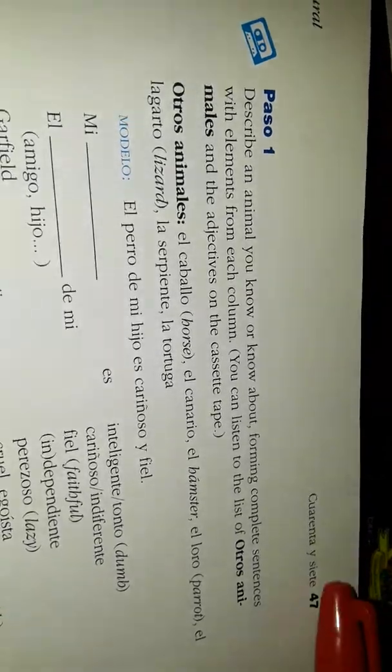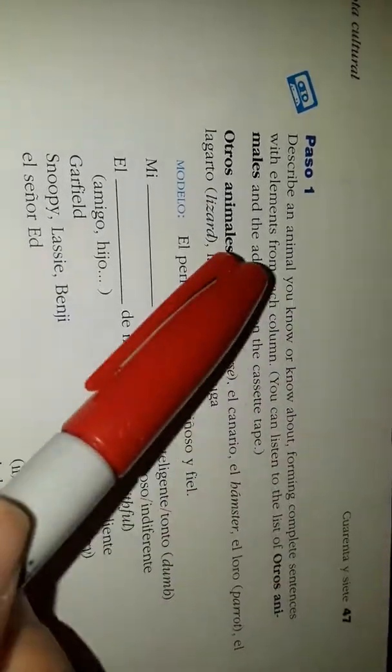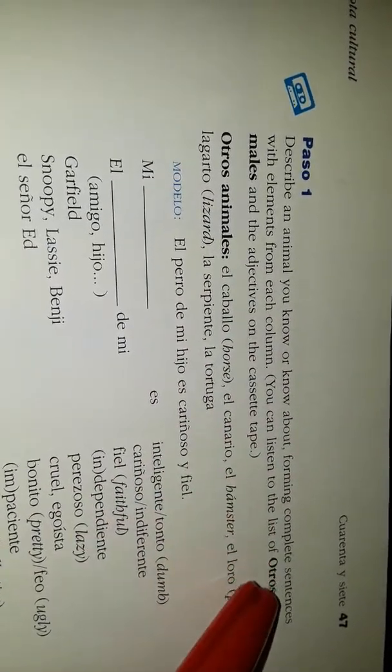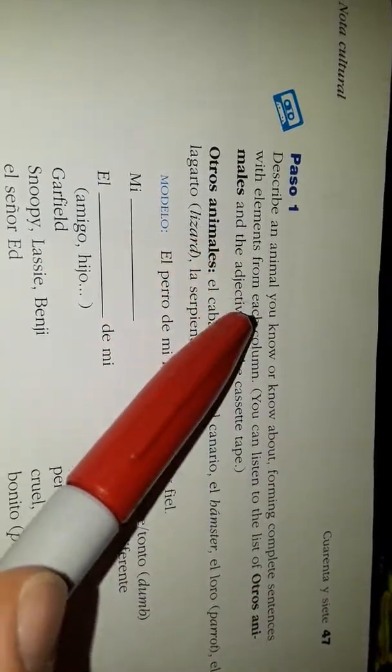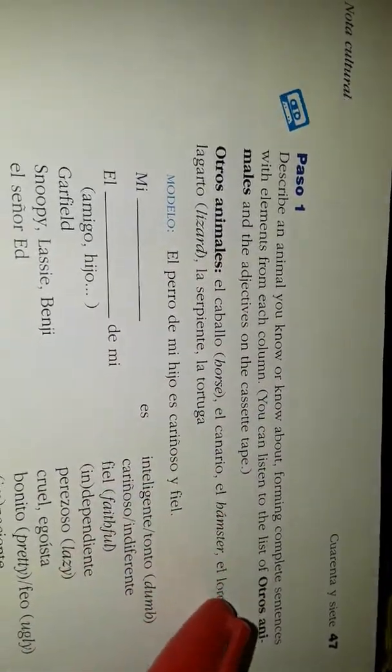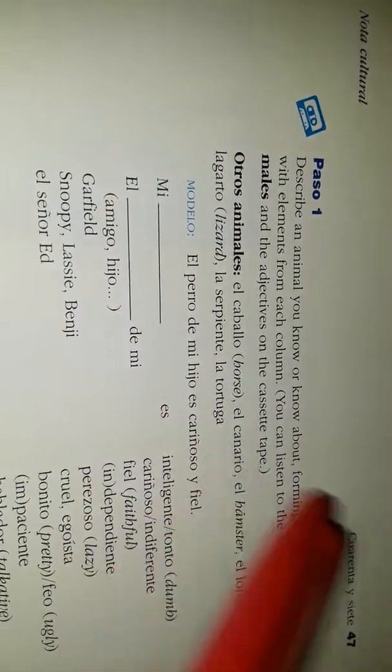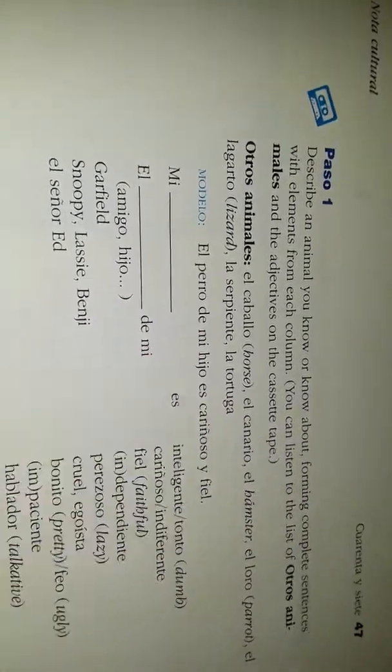Okay, página 47, paso 1. Describe an animal you know or know about, forming complete sentences with elements from each column. You can listen to the list of otro animales and adjectives on the cassette. Well, I don't even know why I said that. We don't have it on the cassette.